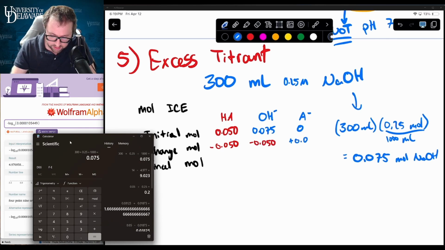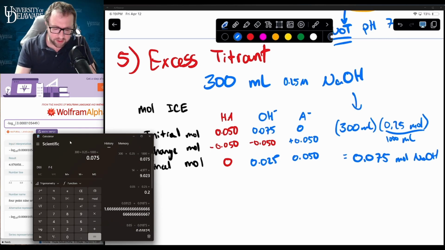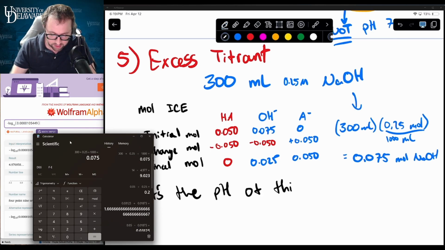And we're going to make all of our weak base. So at equilibrium, we're going to have 0 of that. We're going to have 0.025 OH minus, and we're going to have 0.050 A minus. And now the question is, what's the pH of this solution?